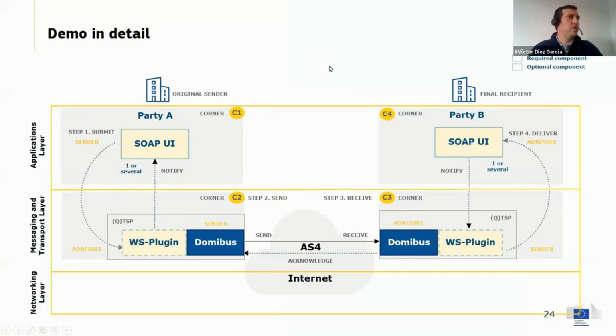The demo in detail: we will be sending a message from party A. We have called this party name Domibus Blue. We will send a message through the web service plugin. The web service plugin will return the message ID that it has created. Then the message will be sent to corner 3, and it will be available for the final recipient, corner 4, to retrieve.